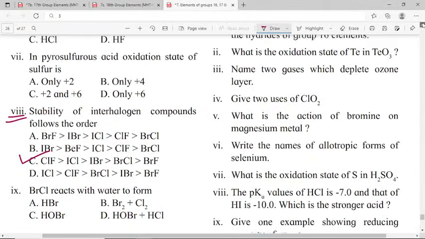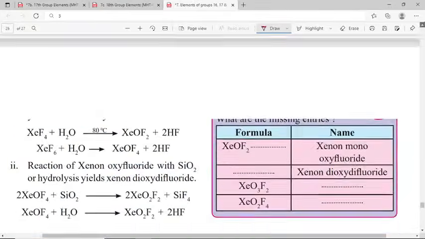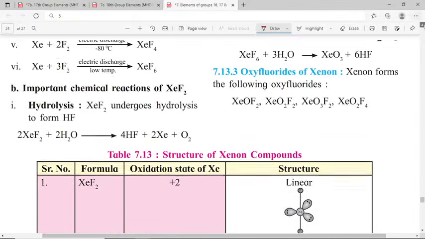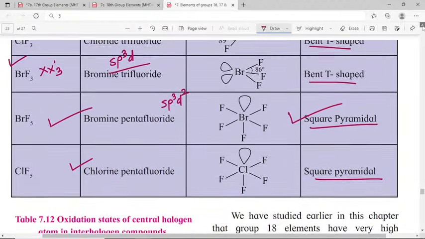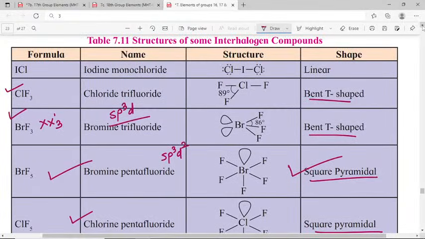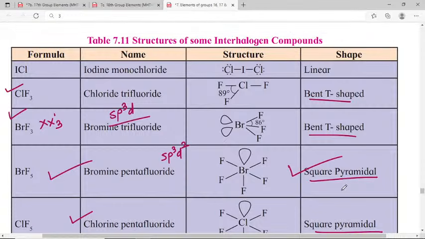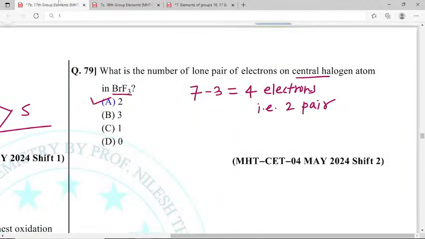So please note the table where the lone pairs of electrons are written: lone pair, hybridization, and geometry. There are 2 lone pairs. Bent T shape, square pyramidal. Bent T shape and square pyramidal.